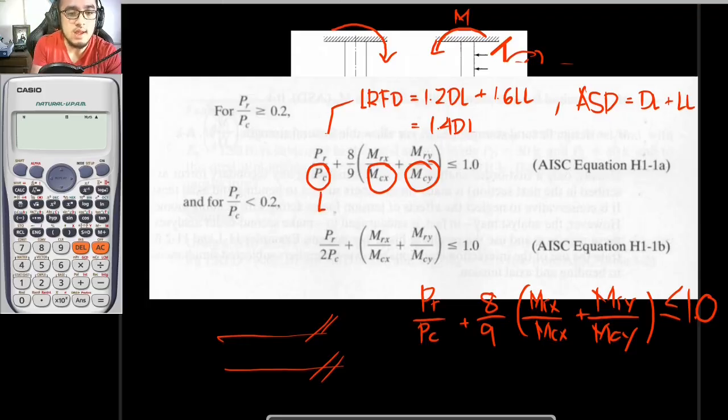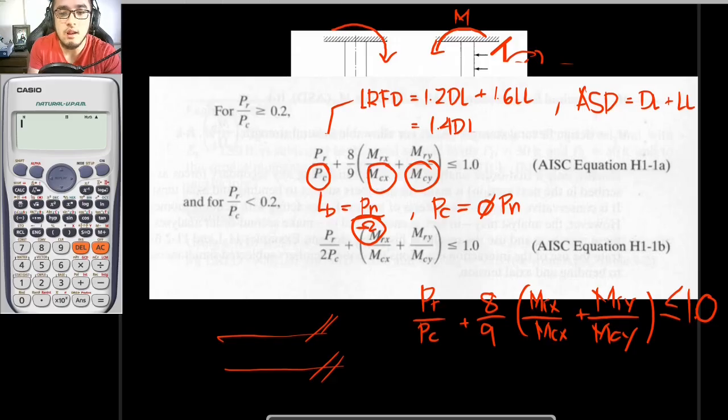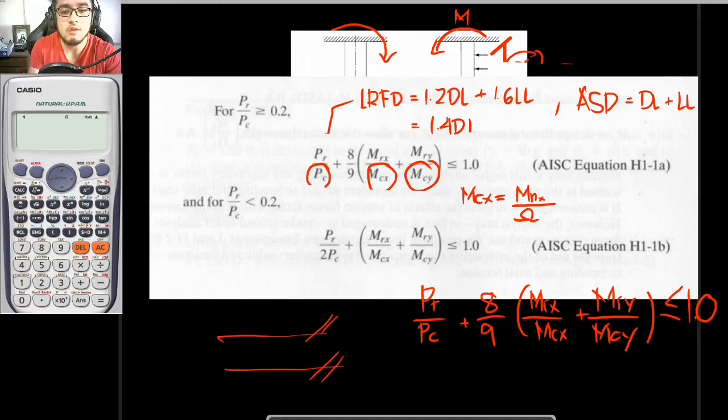So for your P sub C, P sub C is equal to P sub N over omega if you are to use ASD, and if you are to use LRFD, that is phi times P sub N, where our value of omega is equal to 1.67 and our value for phi is equal to 0.9. That is for P sub C. The same is true for our M sub Cx. M sub Cx is equal to the nominal moment about the x-axis divided by omega if we are to use ASD.